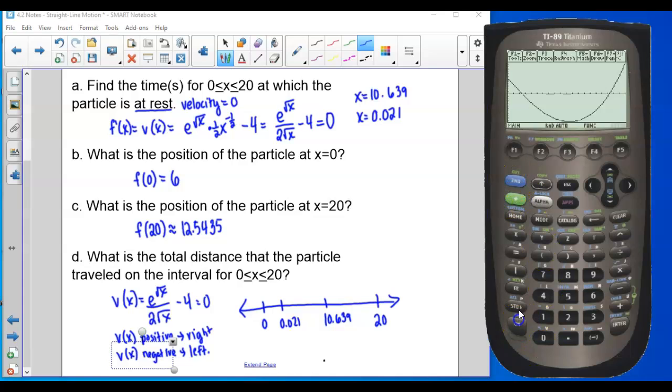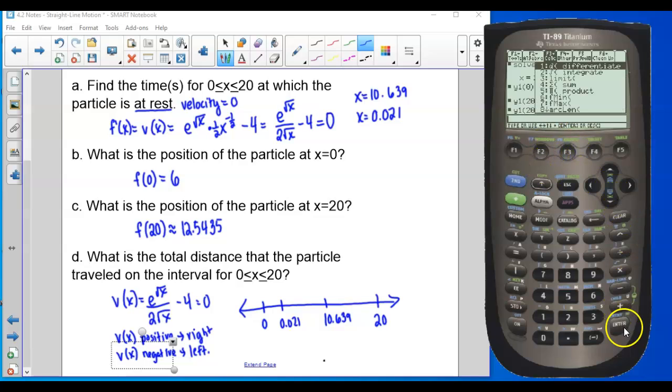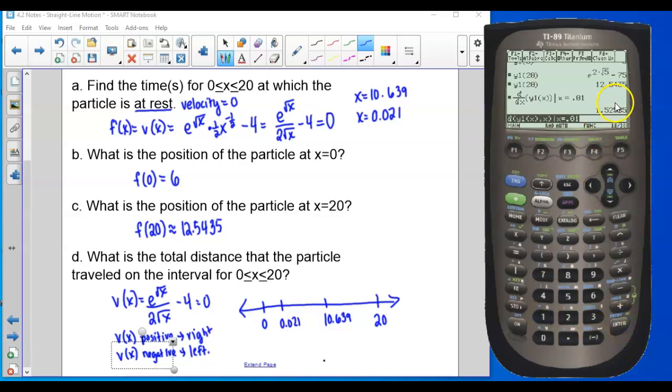I'm going to go back here. So a number between 0 and 0.021 is very small. And I'm going to type it in this way. I'm going to do derivative of y1 of x. So the derivative, because I've got that function, comma x, such that x equals 0.01. Notice I get a positive number here, so I was going to the right.